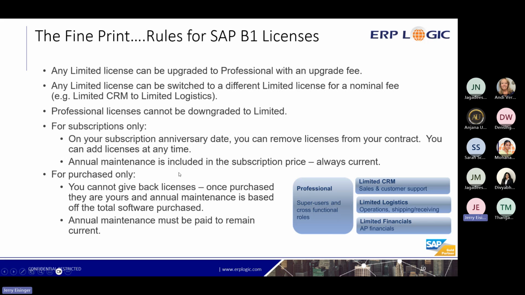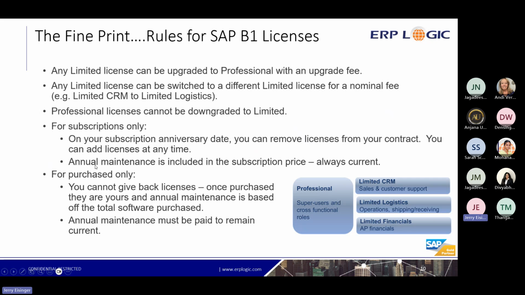There are some different rules for subscriptions. With subscription licenses, on your anniversary date, you can make changes to your contract. So you can remove licenses, you can move licenses from professional to limited. You can basically restructure what you need from a licensing perspective on your anniversary date only. But you can add licenses at any time. So if you need to increase the amount of licenses, you can do that at any time. But to move licenses around, you can only do it on your anniversary date.